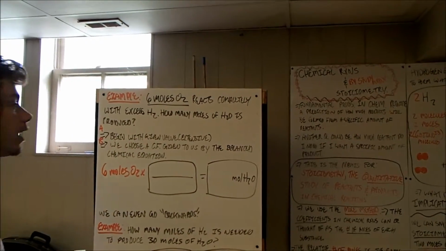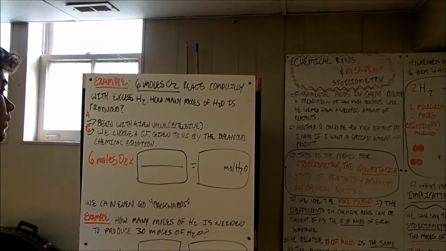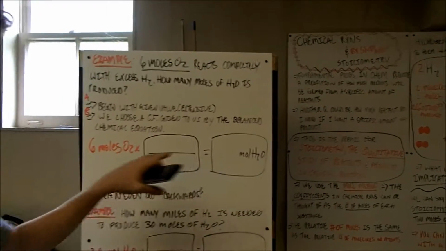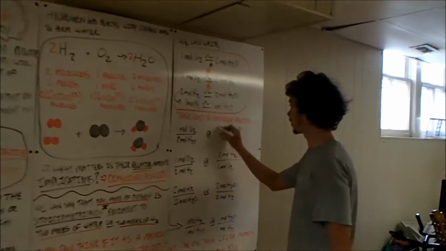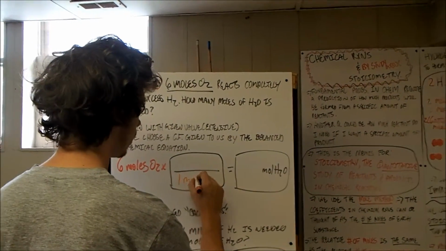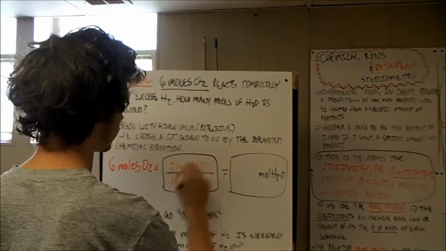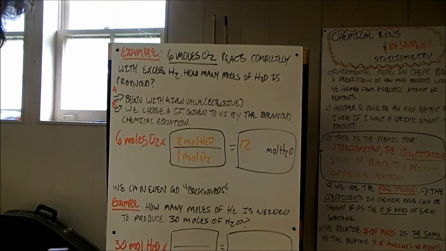Well, we begin with a given value, which is usually extensive, and we choose a conversion factor given to us by the balanced chemical equation. So we want water, how many moles of water, and we are given oxygen. So we're going to pick a conversion factor with oxygen and water, and we want water at the top, so we're going to choose this one right here. So we're going to put a 2-to-1 ratio. So we go 1 mole of oxygen for every 2 moles of water. We just multiply it out and we get 12 moles of H2O. So that's an easy example.